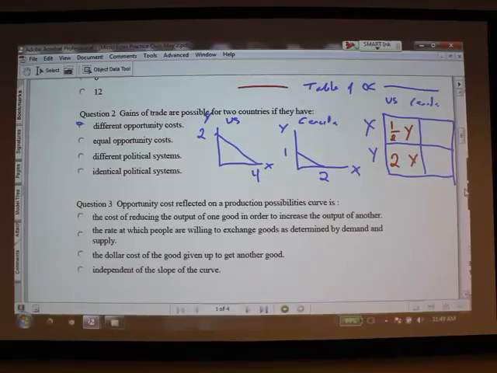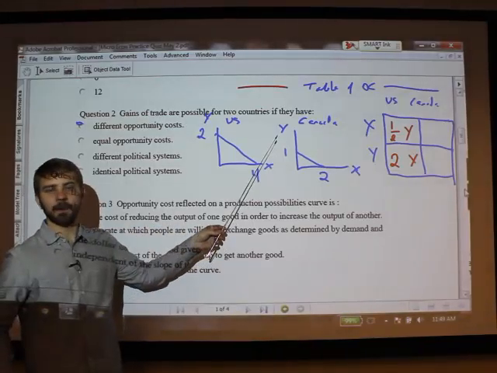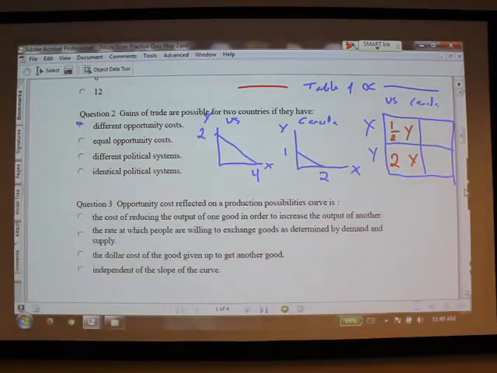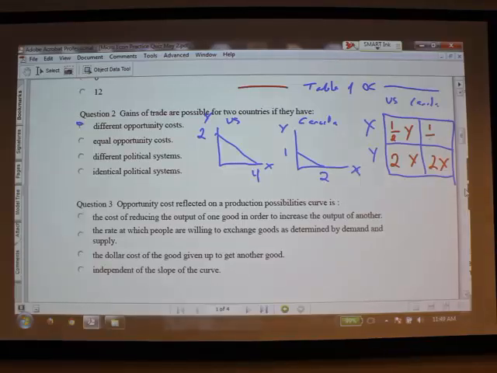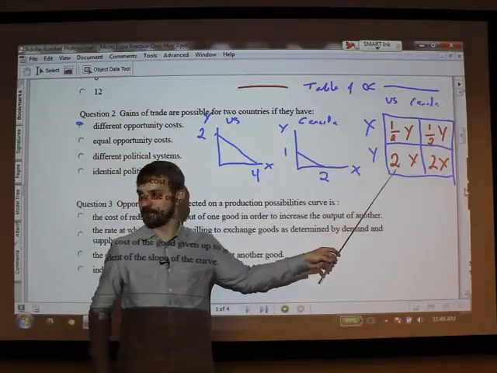Right? What about in Canada? By producing 1 unit of Y, we give up the opportunity to produce 2 units of X. So the opportunity cost of Y is 2 units of X. And therefore, because it must be the reciprocal, this is 1/2. So what do we notice? The US and Canada, in this example, have identical opportunity costs. Right?